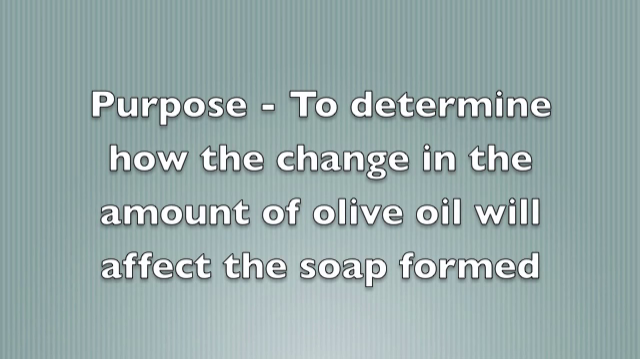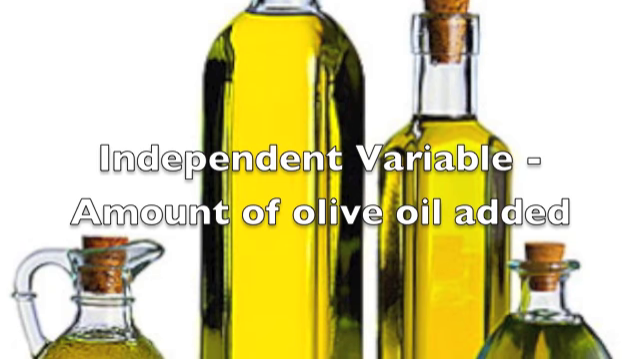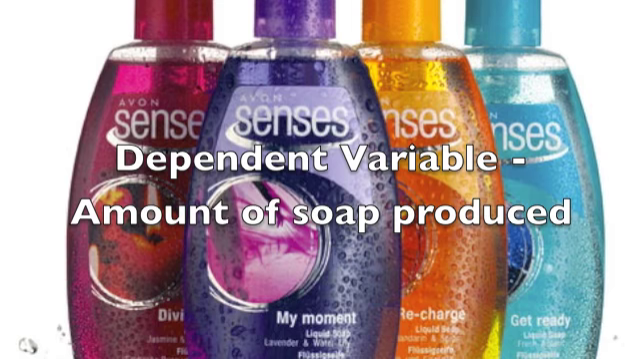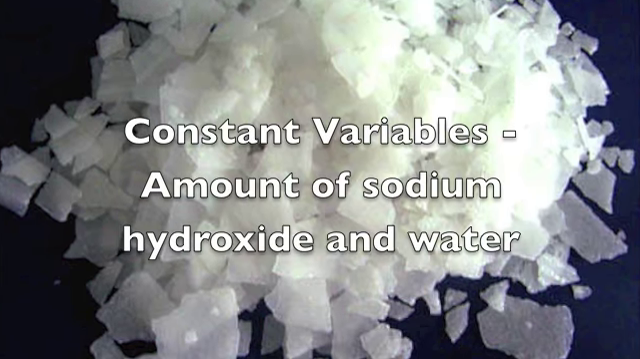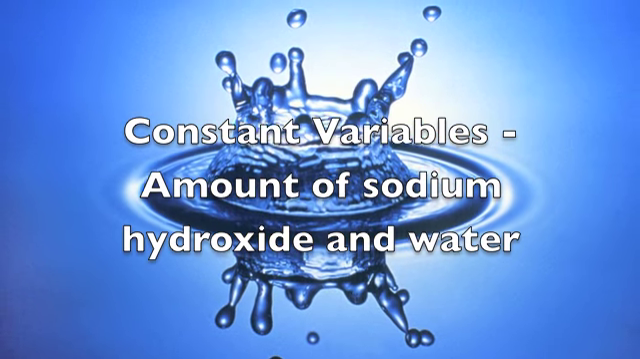Our purpose for the experiment is to determine how the change in the amount of olive oil will affect the soap formed. The independent variable in the lab is the amount of olive oil added, while the dependent variable is the amount of soap produced. The control variables are the amount of sodium hydroxide and the amount of water added. If the amount of olive oil added is increased, then the amount of soap produced will also increase because there will be a greater reaction.